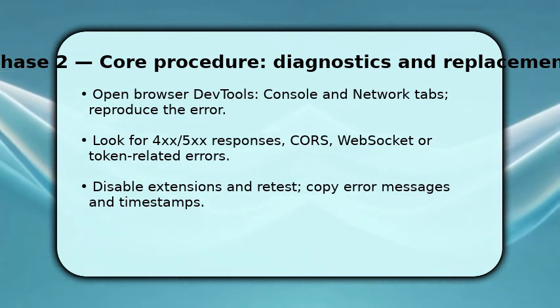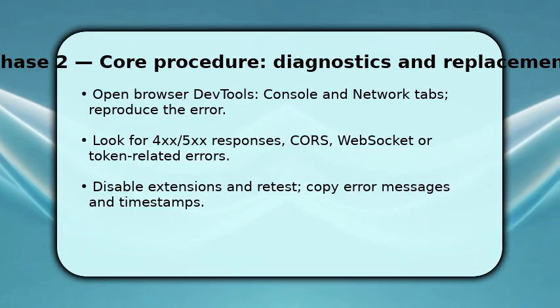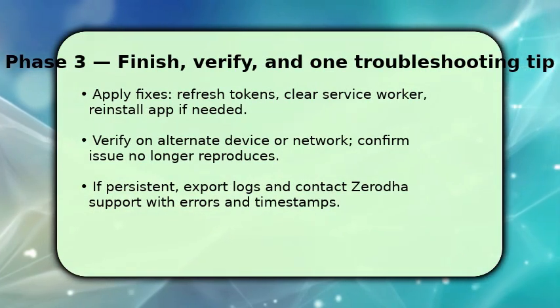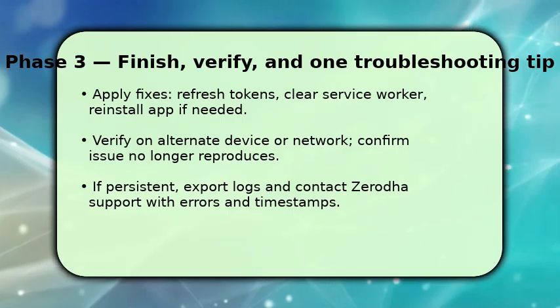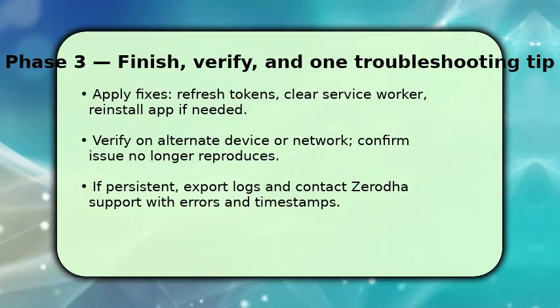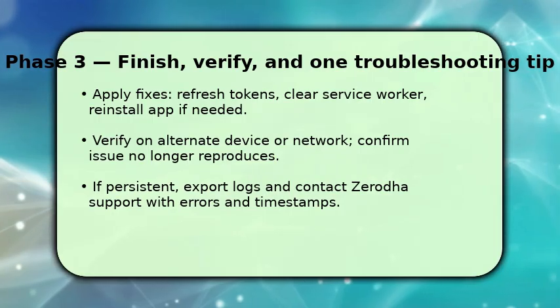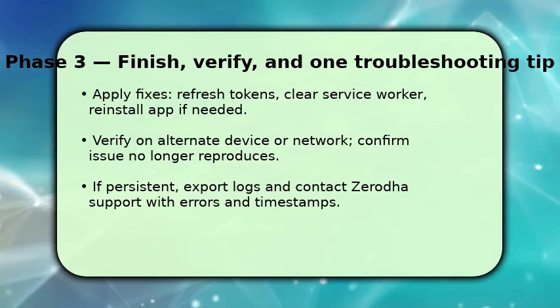You finish by applying the identified fix, such as refreshing authentication tokens, unregistering service workers, or reinstalling the app. These resolve most persistent state issues. Once done, verify on an alternate device or network to confirm the problem doesn't reproduce.